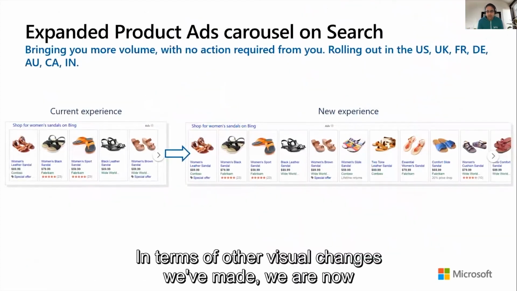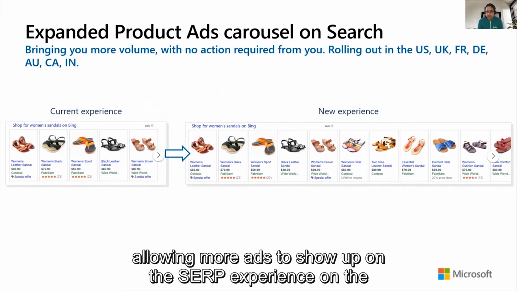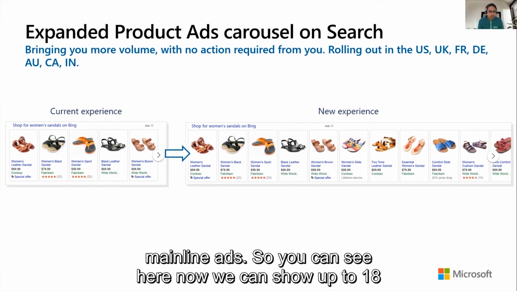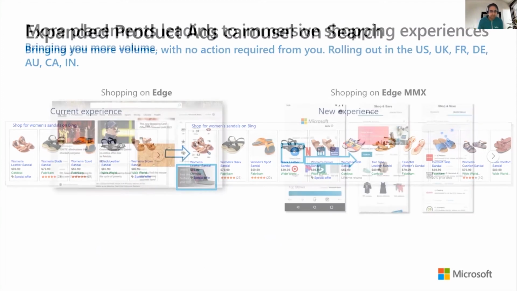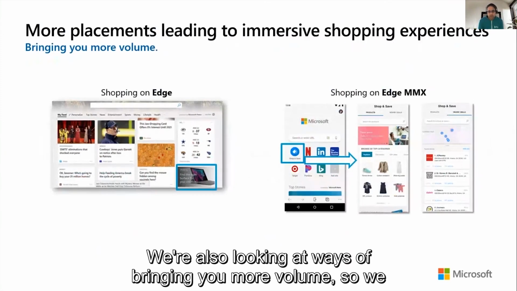In terms of other visual changes we've made, we're now allowing more ads to show up on the SERP experience on the mainline ads. So you can see here now we can show up to 18 different ads on the mainline, and this is available now across all our released markets.